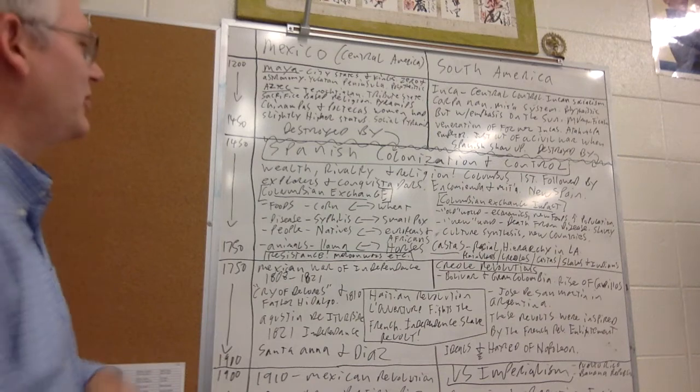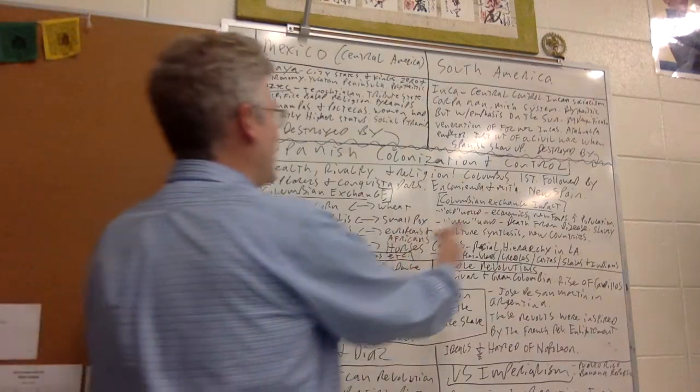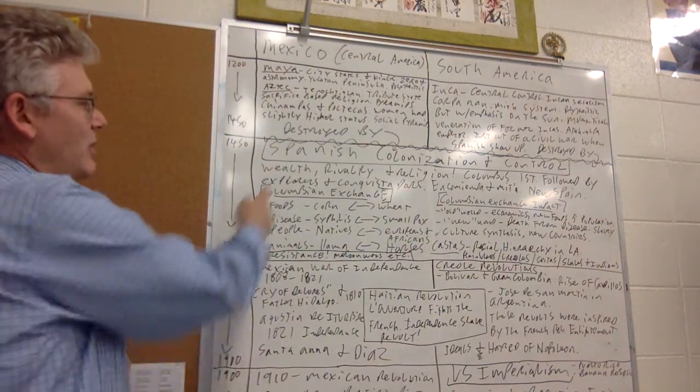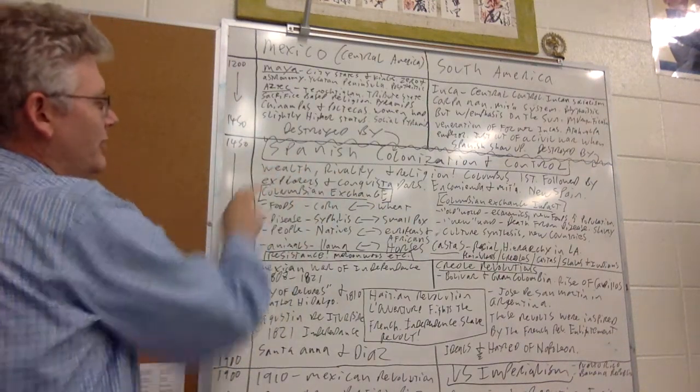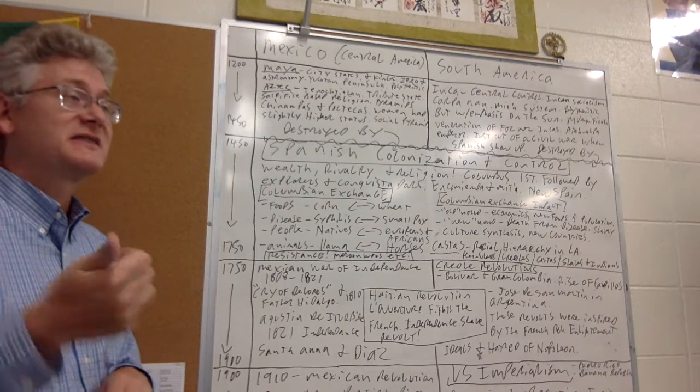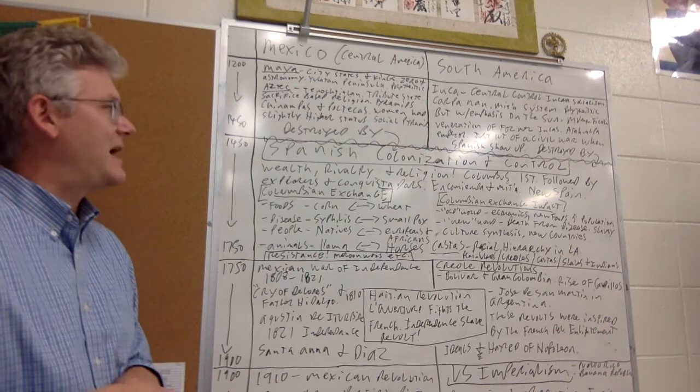So let's look at a couple of different things, but one of the big things we're going to look at here is the Columbian Exchange. Some of the reasons why the Spanish are coming: wealth, rivalry, and religion. So wealth, they're looking for gold particularly. They don't find a lot of gold, but they do find a lot of silver. And so they start sending a lot of silver back from there.